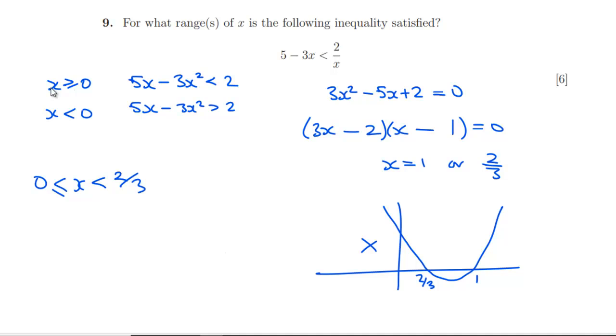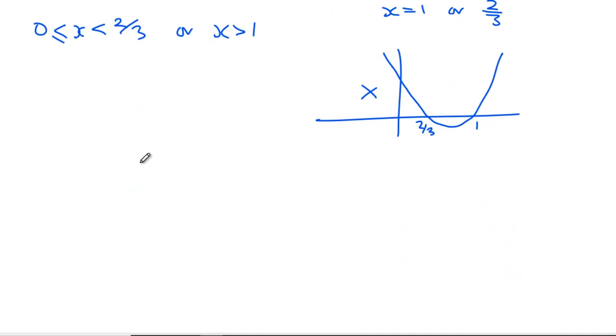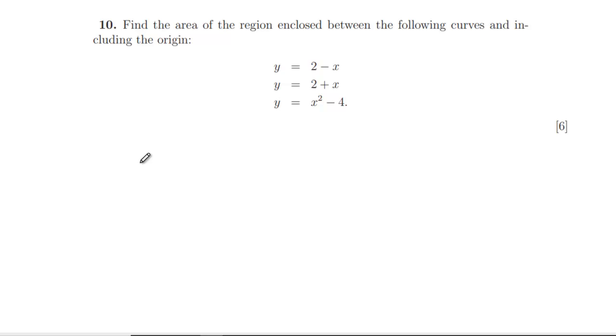And, or x has to be greater than 1. Okay, that's all fine and hunky-dory. Obviously, people have very different methods for working out those inequalities, so you might not be doing the same as me on that one. Find the area of the region enclosed between the following curves and including the origin.